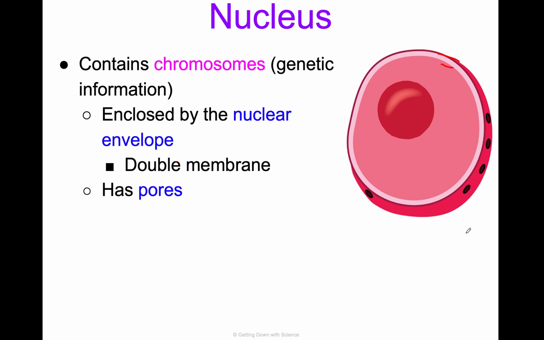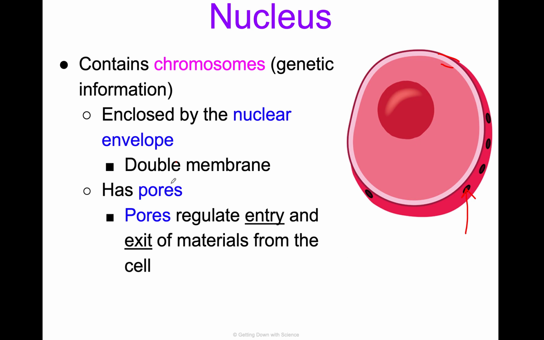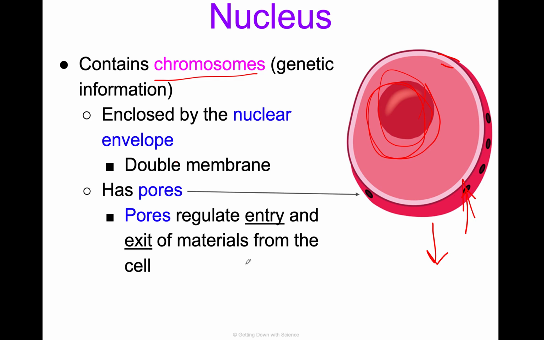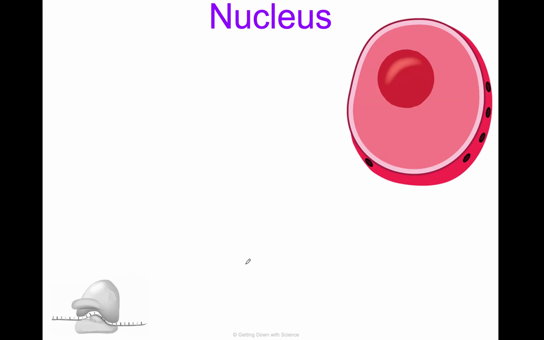That nuclear envelope has pores. You can see them here. Pores are just tiny little holes that things can go in and out of. They regulate entry and exit of materials from the cell. The materials inside here are the chromosomes. The things on the outside are the rest of the cell. So things have to pass in and out, and it's the job of the pores to be the gatekeepers of that, so to speak. Oh, there you go, pores, boom.